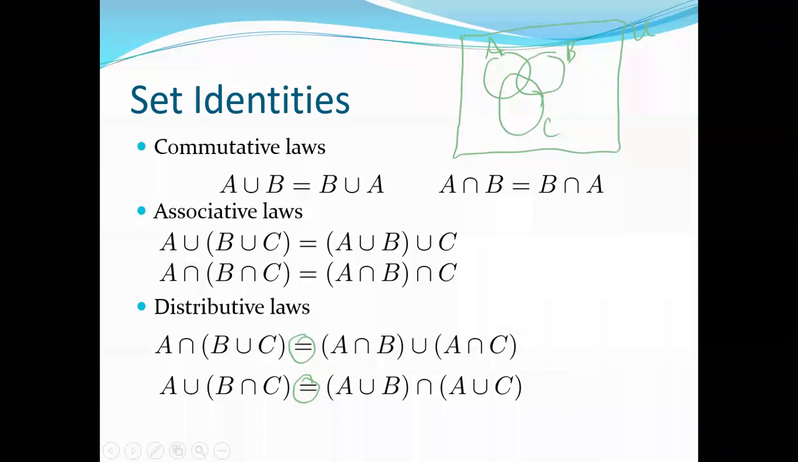All right, I heard some good stuff going on. Someone want to talk me through the left-hand side of the first distributive law? Where's B union C? Those two blobs together, right, like that. And then if I intersect that with A, what do I get? What do I get if I intersect that with A?